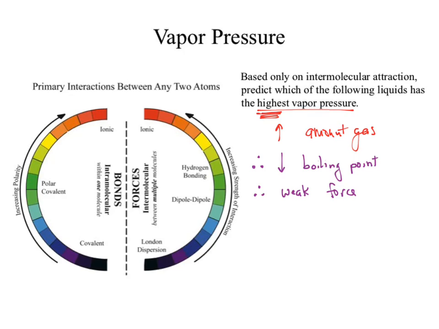Based off just the question asked, based only on the intermolecular attraction, which of the following liquids has the highest vapor pressure? So we're going to see a list of liquids. Are a list of liquids the same thing as a force? No. So, therefore, not necessarily weak liquids. How do we determine our forces? From the bonds.